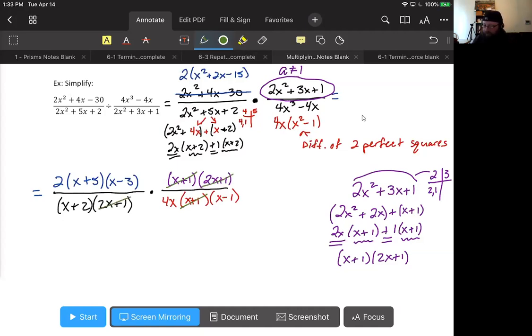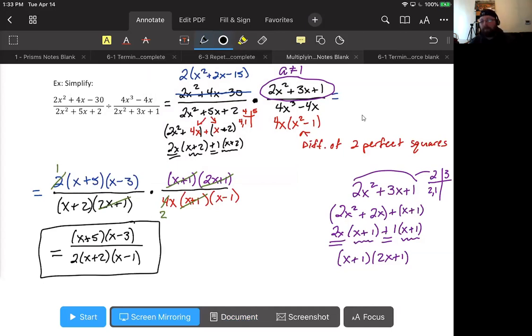And then the other thing we can do is we have a 2 on top and a 4 on the bottom. 2 and 4 are both divisible by 2. So this 2 will go away and this 4 will become a 2. Nothing else there can be canceled. So now we multiply across with what's left. We have x plus 5 and x minus 3 on top. And on the bottom, we have 2 times x plus 2 times x minus 1. Notice there are no common factors between the bottom and the top. So this is the final answer to the problem.